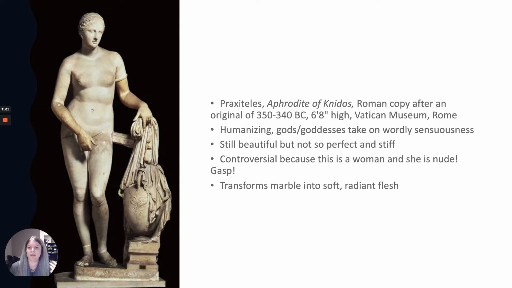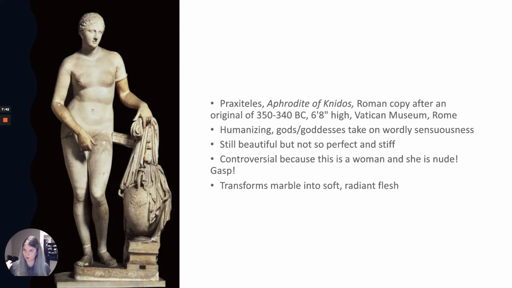So he gets this commission to make this sculpture of Aphrodite, and he sees this as an opportunity to showcase what he's interested in. He's interested in this naturalistic portrayal of the human body, not as an ideal, but as perfectly human, even the gods. So this idea of humanizing the gods and goddesses and taking on this worldly sensuousness, right? And really appealing to the senses. So he creates this sculpture that is still very beautiful, but she isn't so stiff, she isn't so perfect, she's not mathematically sorted out like a ratio.